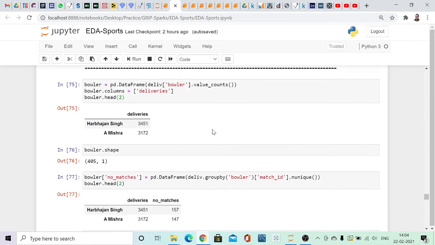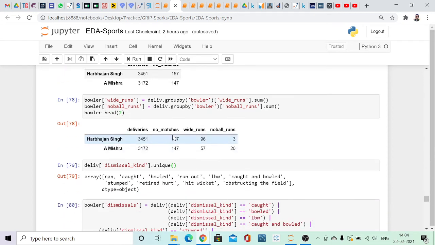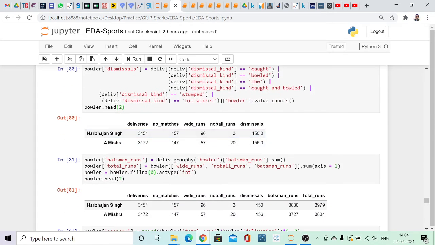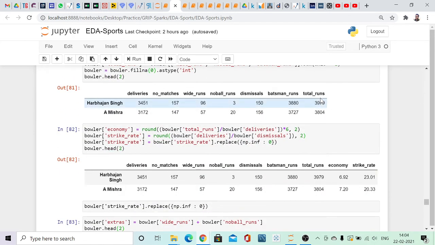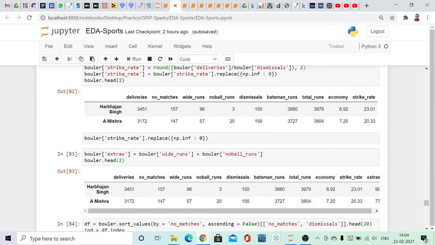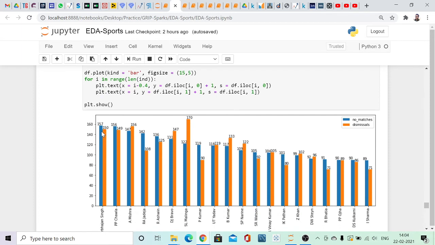Now let's look at the bowlers also. So this data gives us the deliveries, the matches played. These are the extra runs given by a bowler, wide runs, no ball runs. These are the dismissals claimed by a bowler. It tells us the total runs leaked by the bowler, and it tells us its economy and the strike rate. Now if we look at the graph, it gives that how many matches a player has played and how many wickets he has taken.